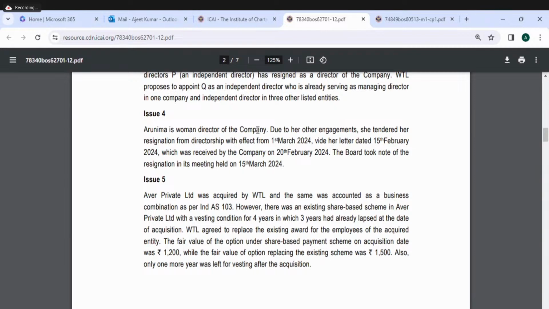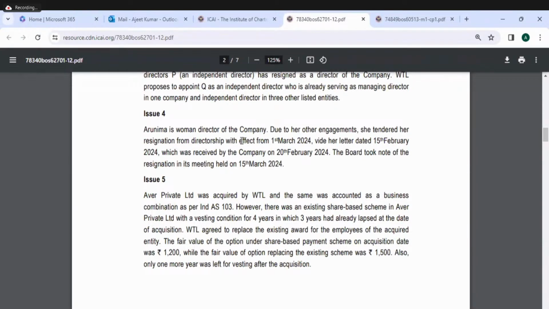In this case, there is a mandatory requirement as per the Companies Act for this company, WTL, to appoint a woman director. So when she leaves the company, it again becomes important for the company to appoint some other woman director in order to comply with the legal provisions of the Companies Act 2013. That's why we were discussing till now why we need a woman director and which companies need one. So this woman director, Arunima, has left and she has resigned from the directorship.